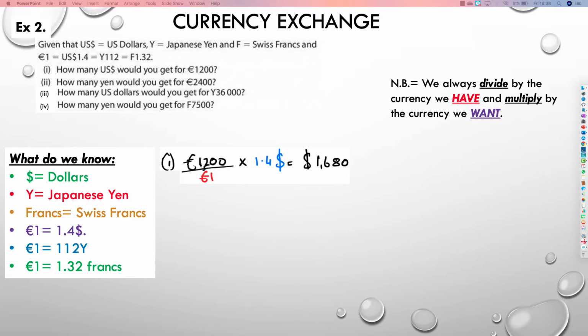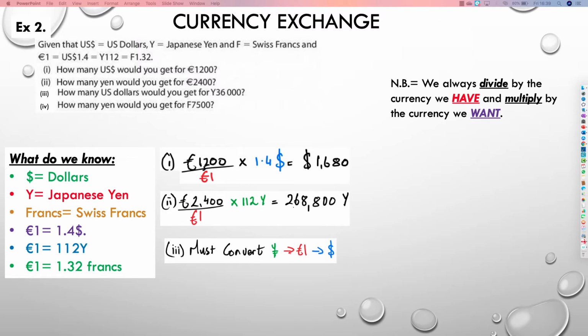Right. How many yen would you get for €2,400? So what are we going to do here? Exactly, good girl, off you go. $260,000. Good stuff. Right. The next one. How many US dollars did I get for 36,000 yen?